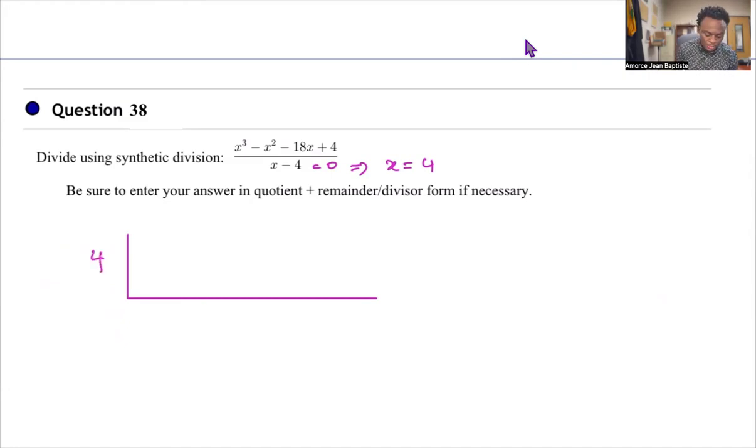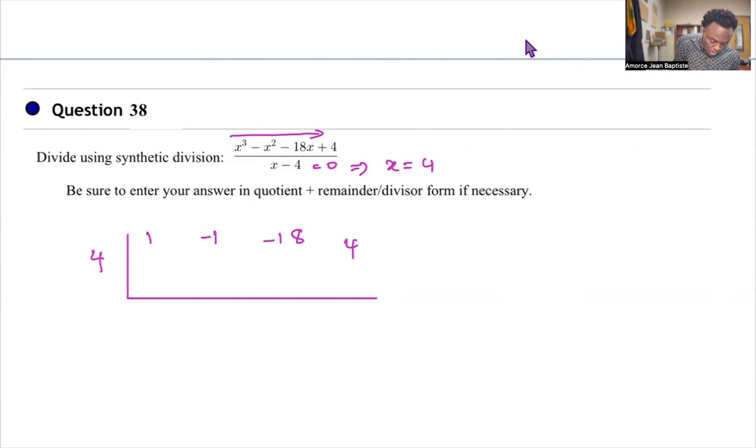And then we would put all the coefficients here. That's a 1. That's a -1, -18. That is +4. We have all the coefficients, making sure that this is in descending order of exponent. If it's not, then you need to rearrange the terms so you have it in descending order of exponent.